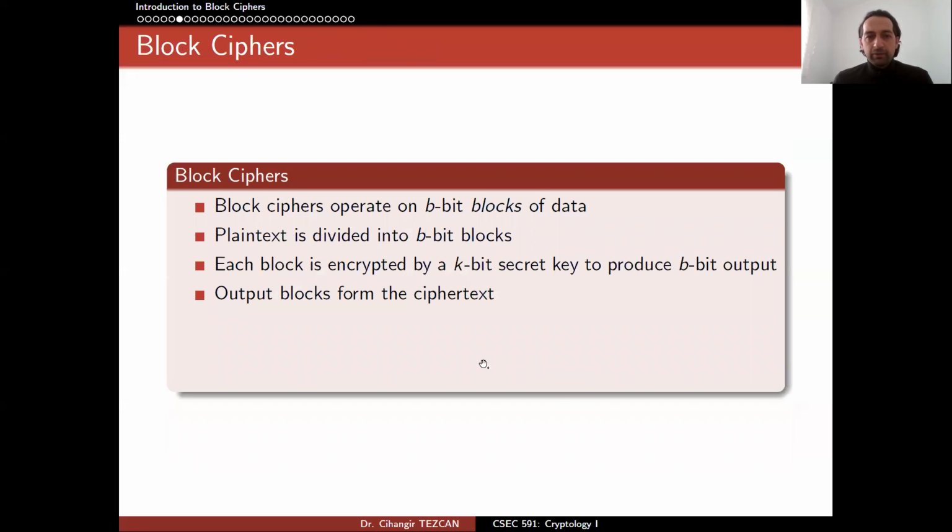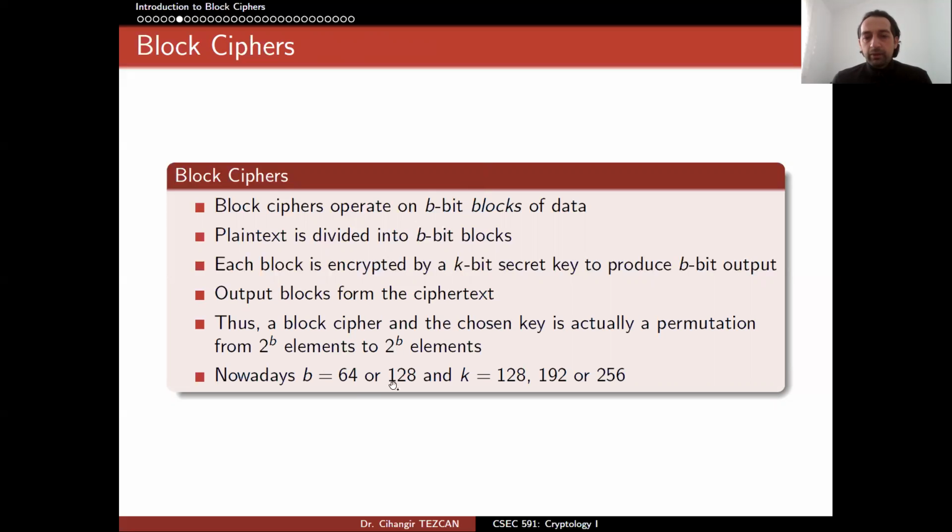So how block ciphers work is as follows. Block ciphers operate on b-bit blocks of data. Plaintext is divided into b-bit blocks. Each block is encrypted by a k-bit secret key to produce b-bit output. Output blocks form the ciphertext. If you're encrypting more than a single block, then you have to decide how you will perform the operation on them. This is called the mode of operation, and the final slides will be about that.